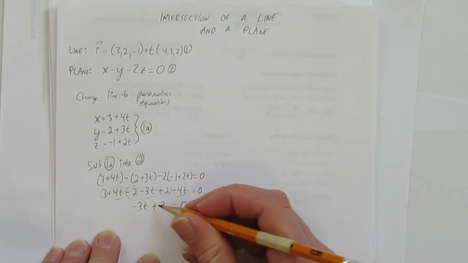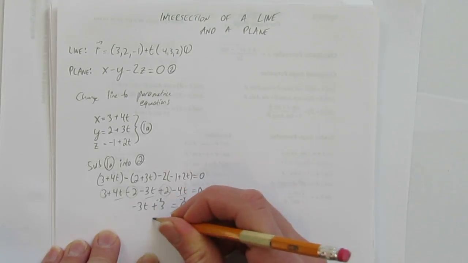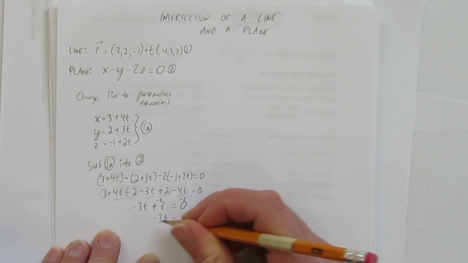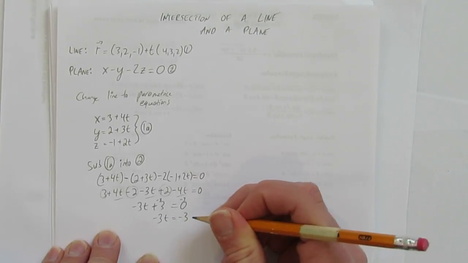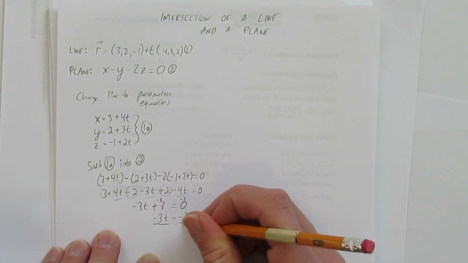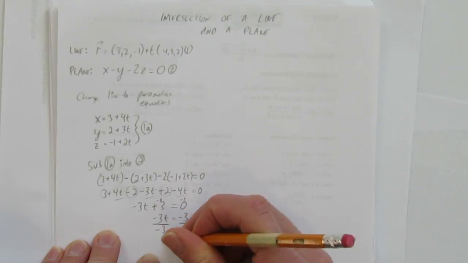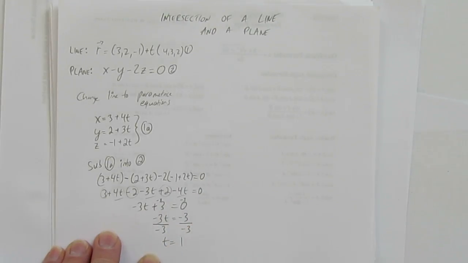So of course we want to solve for t. We'll get the 3 on the other side by subtracting 3 from both sides. And you're left with negative 3t equals negative 3. And finally, do the opposite of what's happening to t. It's being multiplied by negative 3. So we divide by negative 3. And we get t equals 1.